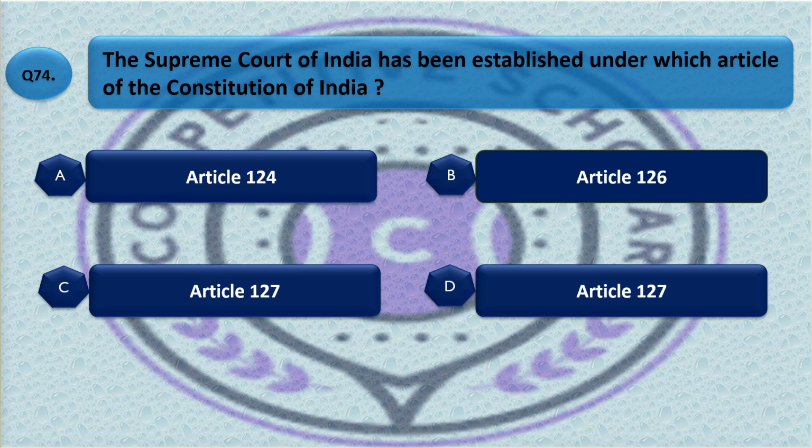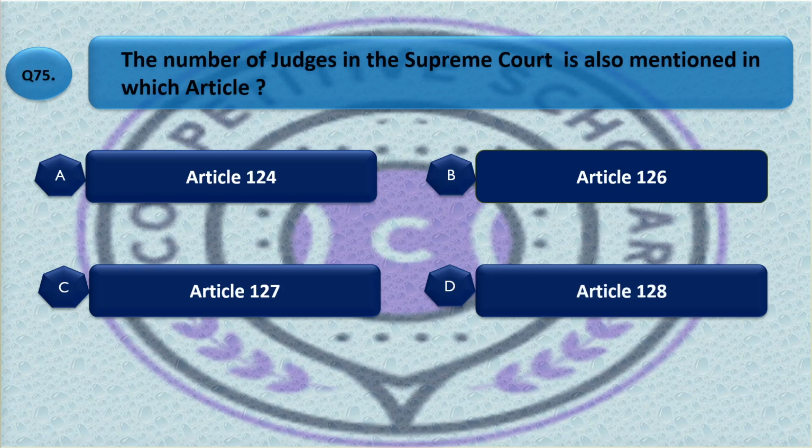Question number 74. The Supreme Court of India has been established under which article of the Constitution of India? Option A, Article 124. Option B, Article 126. Option C, Article 127. Option D, Article 120. Again it's repeated, sorry for that. It is Article 124. Question number 75.